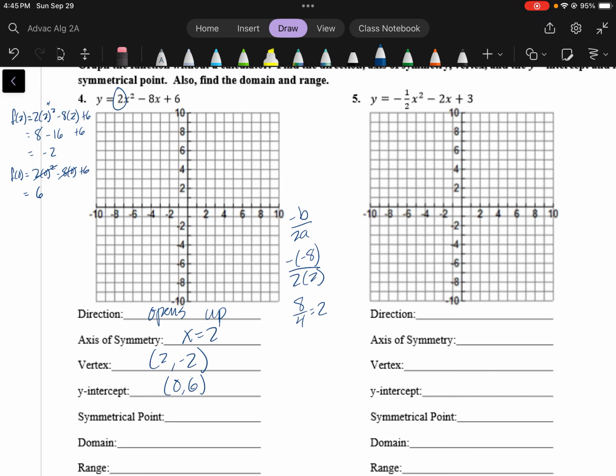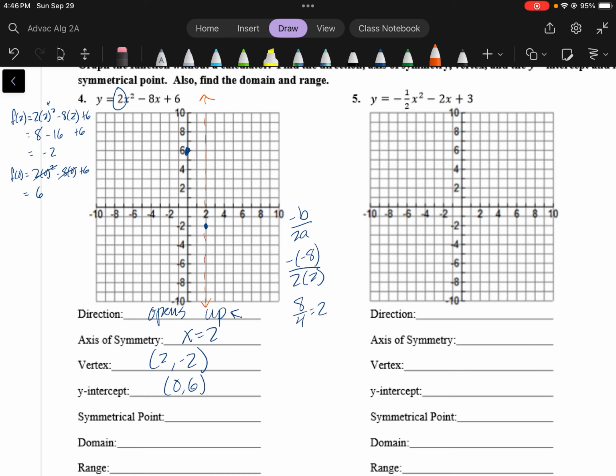So I'm just going to go ahead and graph what we have so far just to show you. So we have (0, 6), and I have (2, -2), and I know that my graph is going to be opening up, and I know that there's going to be an axis of symmetry at x equals 2, which is the x value of my vertex.